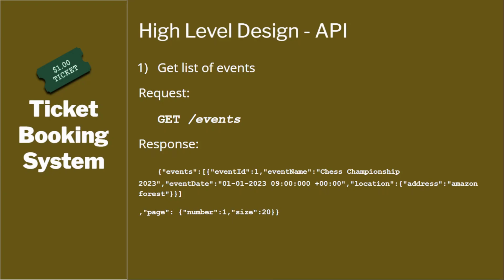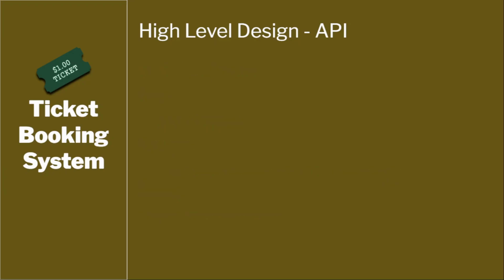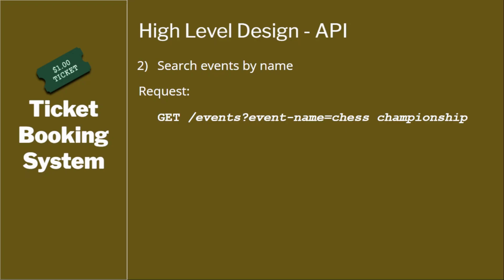When the event is not available, the user should be able to search for the event by its name. We need an API for that as well. Let's design it. Because we are getting the event, we will be using the HTTP GET API here as well. To the previous API, which is /events, we will also add a query parameter called event name.